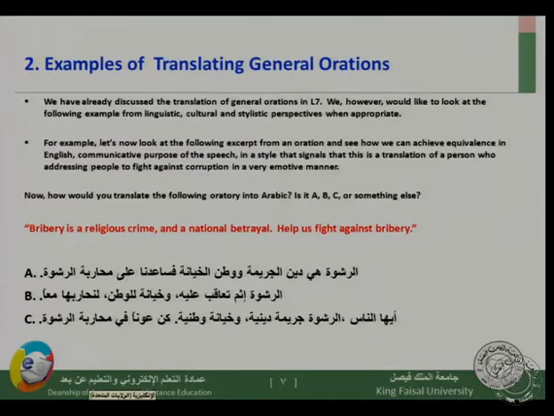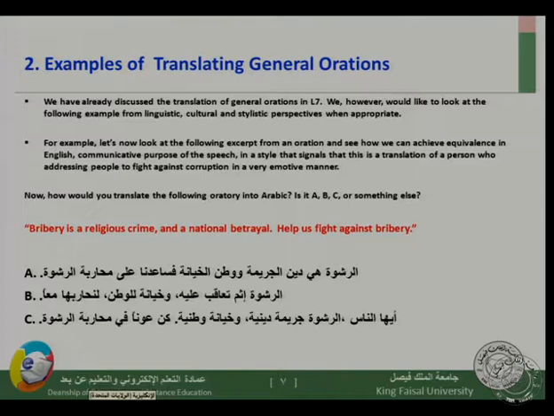Now we move to general orations. If you want to translate general orations from Arabic into English, or from English into Arabic, then again, you need to really understand the text very well. You need to try to pass on the communicative purpose of it, and you need to make sure that your style causes the same effect and the same emotional impact on the reader as the original text.